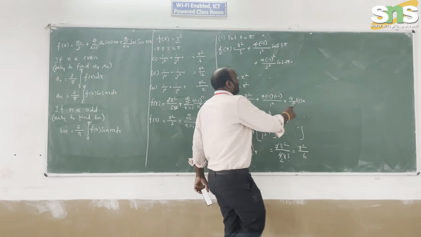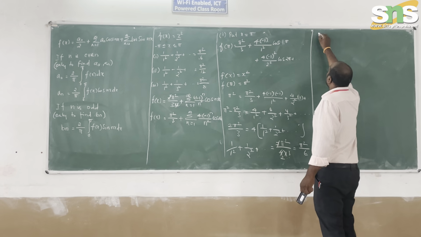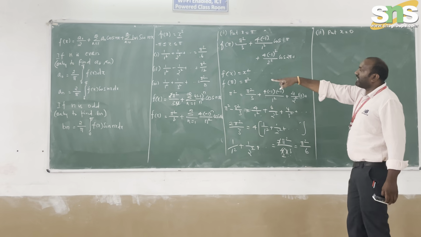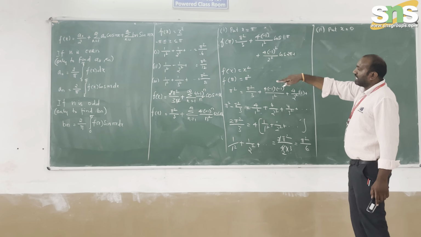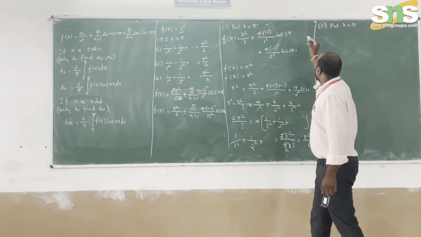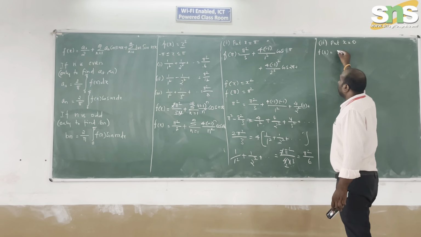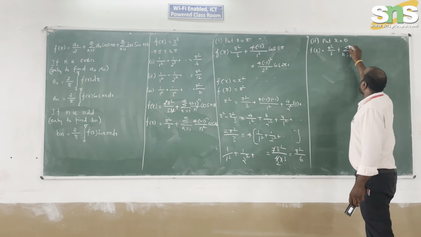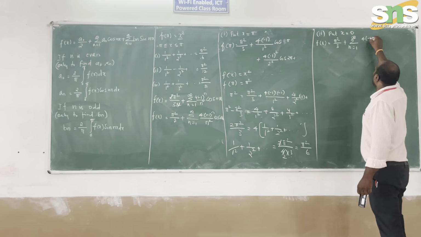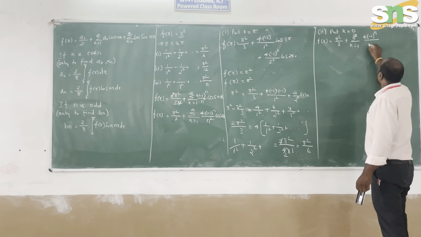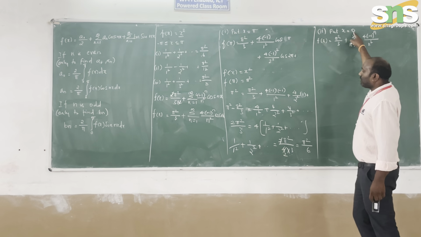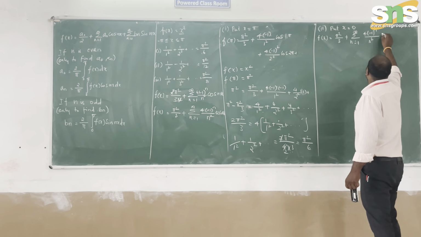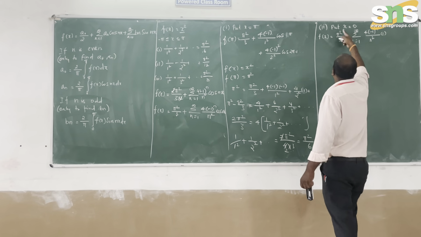Next we put the second one, x equal to 0. Then it's very easy. f(x) equals π²/3 plus summation n equals 1 to infinity of 4(-1)^n divided by n² into cos, put x equal to 0, cos 0. What is the cos 0 value? 1. So that is 1. That's all.